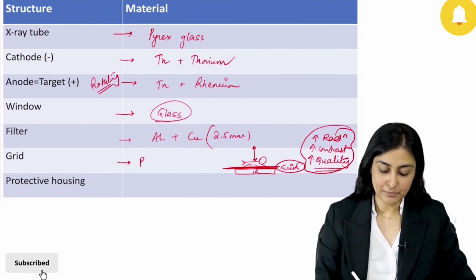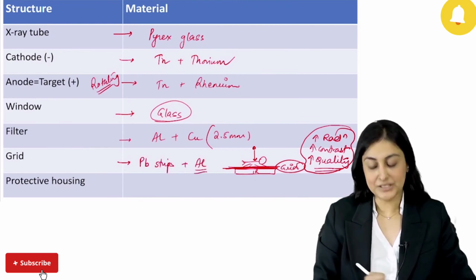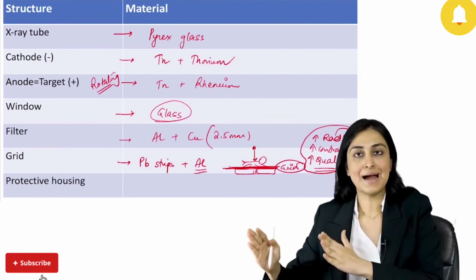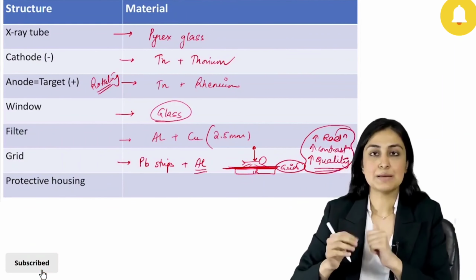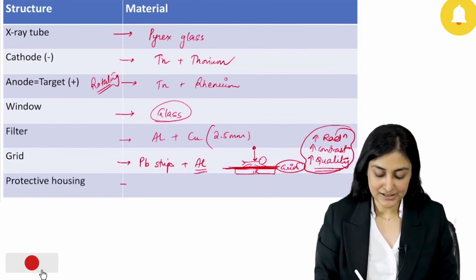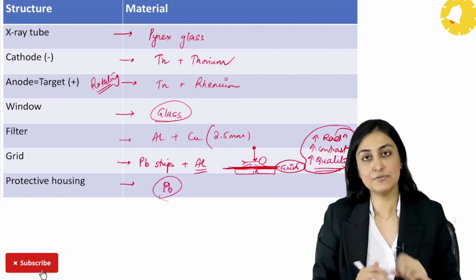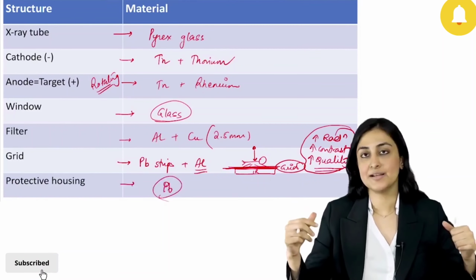This grid is made up of lead strips plus aluminium strips. So there are these linear bands of aluminium and lead which are separated from each other. The protective housing is again made up of lead, which absorbs any stray radiation.